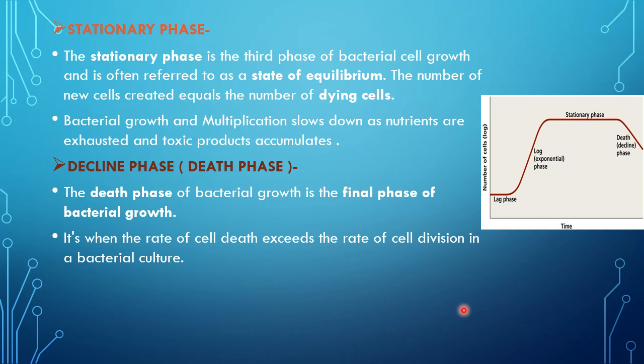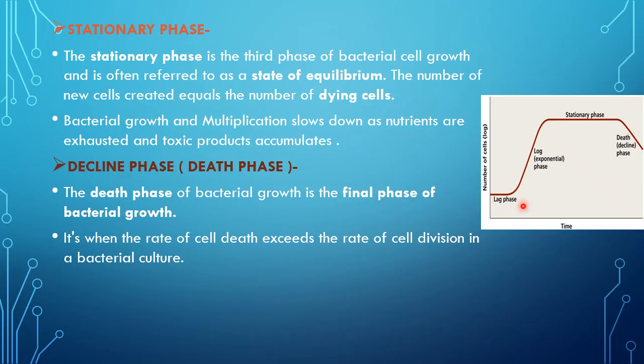As a result, what happens? Almost all the cells will start dying and you can see a slope in the curve. So there is a drop in the curve. The rate of death here exceeds, it becomes more than the cells which are created. So hence we call it the death phase or decline phase. So these are the different stages of the bacterial growth curve, in which they get adapted.